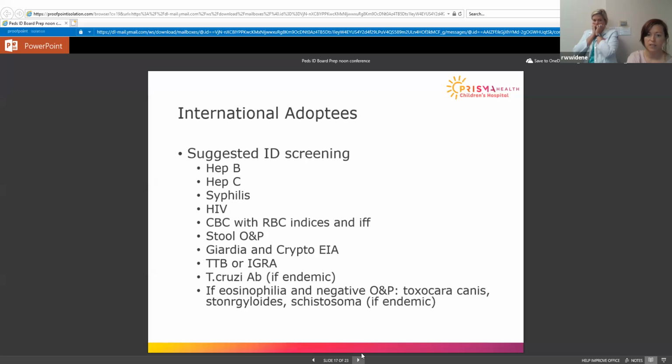International adoptees, you want to screen for Hep B, Hep C, syphilis, HIV. You want to do your CBC, your stool O&P, Giardia, and Cryptosporidium, TB or an interferon gamma release assay. If they're in an endemic area for Trypanosoma cruzi, do that. If they have eosinophilia and a negative O&P, look for Toxocara, Strongyloides, and Schistosoma if they're in a Schistosoma area.